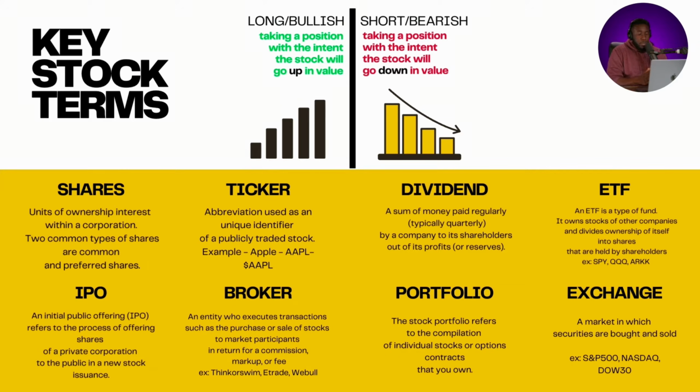Next thing is IPO. IPO stands for initial public offering, which refers to the process of offering shares of a private corporation to the public in a new stock issuance. So when a new company becomes public, what they do is form an IPO.